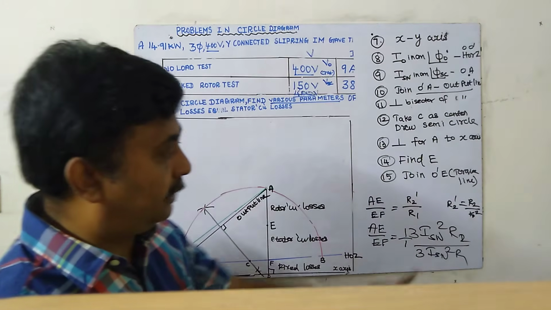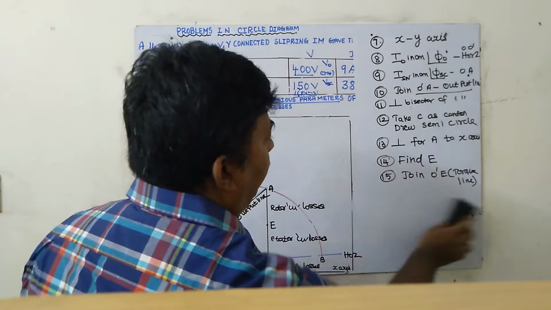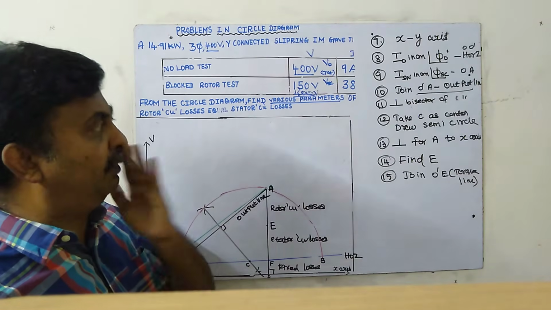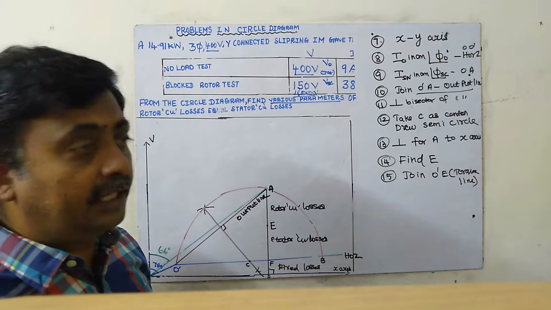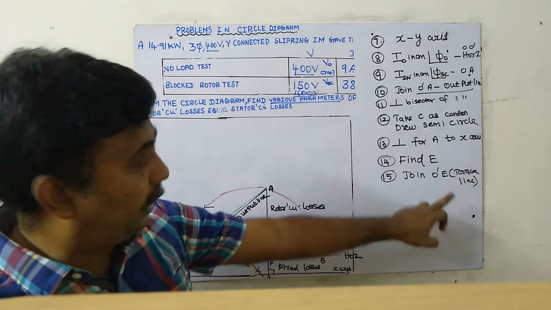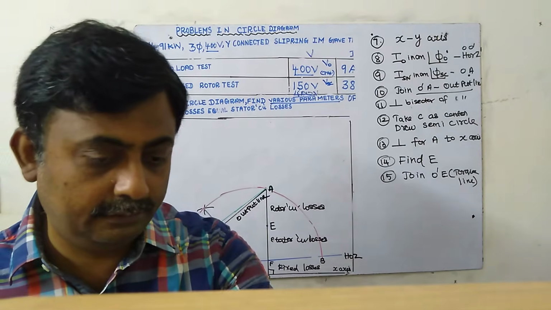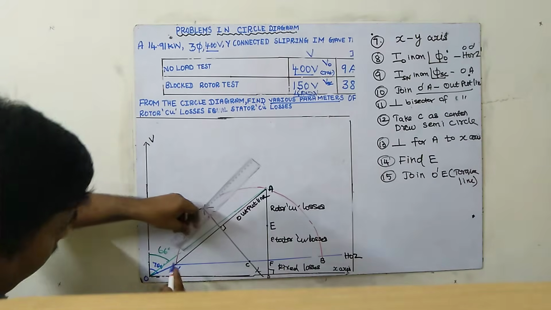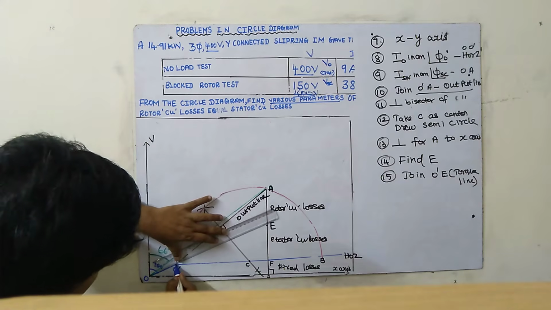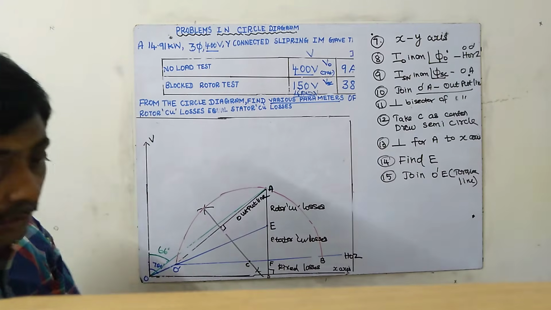Actually I2 and I1 are the rotor current and stator current, but normally they will give the ratio, suppose 2 is to 1 or 1 is to 1, where both will be equal. Even though it is not given, you have to know how to find it. See the procedure. Next, join O dash E. This is the E point, and O dash is the origin of the semicircle, not the origin of the x-axis. I have to join this point. This line is called the torque line.